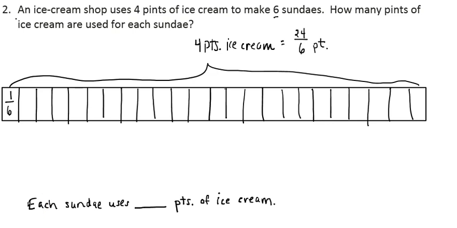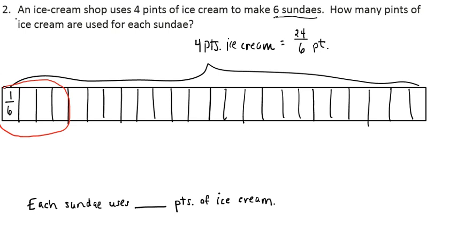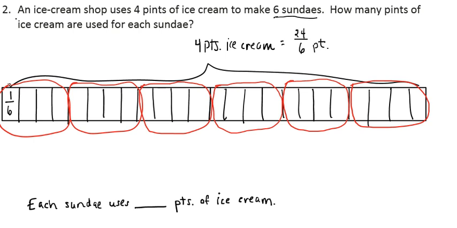Now I have to take my 24 pieces and divide them into 6 groups to show how much ice cream is going to be used for each sundae. Well, if I have 24 pieces and I divide it into 6 groups, there will be 4 pieces in each group. So I'll start circling my groups, putting 4 pieces into each group. So there's 1 sundae. And here are my 6 groups.